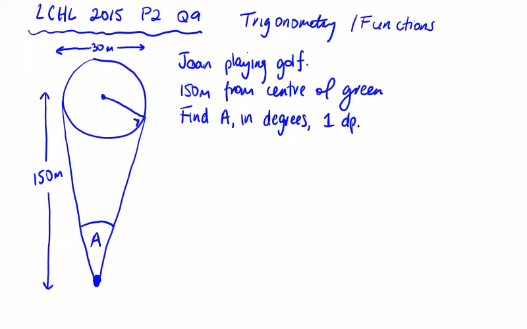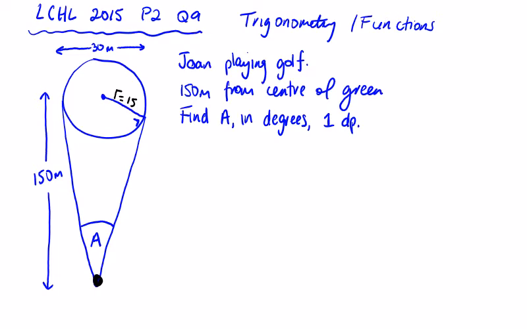Leaving Cert Higher Level 2015 Paper 2 Question 9. Joan is playing golf. She's 150 meters at this black point here from the center of a circular green of diameter 30, so we can put the radius on as 15. The diagram shows the range of directions in which Joan can hit the ball so she could land on the green. Find alpha, the measure of the angle of this range of directions, and give your answer in degrees correct to 1 decimal place.